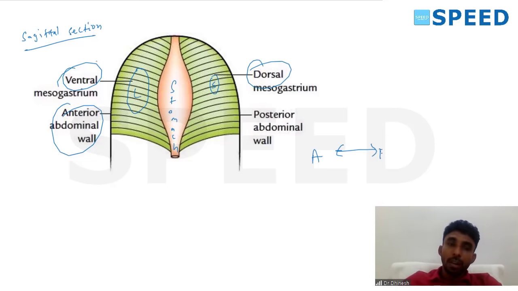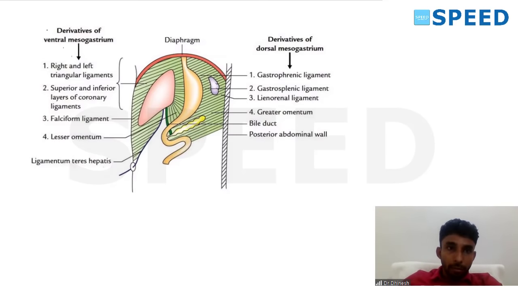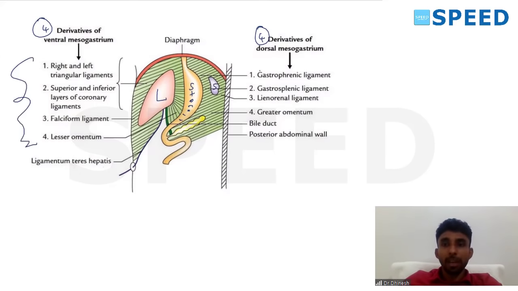Now see this diagram, the same sagittal section of the developing abdomen, showing the four derivatives of ventral mesogastrium and four derivatives of dorsal mesogastrium. This is the liver and this is the spleen. This is the developing stomach. So we can see the four derivatives of ventral mesogastrium and the four derivatives of dorsal mesogastrium. Once again I repeat, the only derivative of the dorsal part of the ventral mesogastrium is lesser omentum.